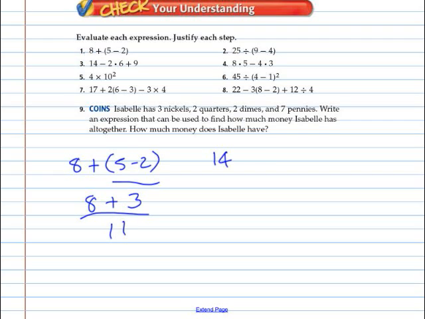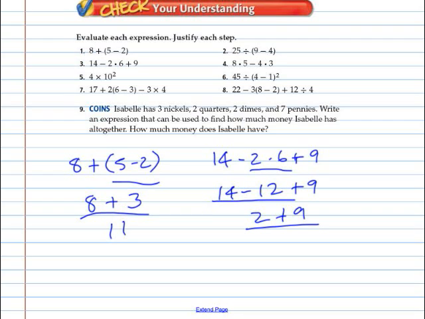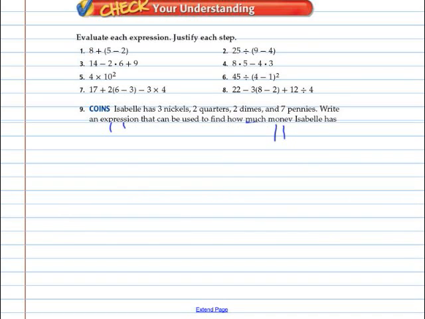Number 3, 14 minus 2 times 6 plus 9. Our first step here is the multiplication. 14 minus 12 plus 9. Working left to right, 2 plus 9 is 11. So two vastly different expressions there that interestingly give you the same value of 11.